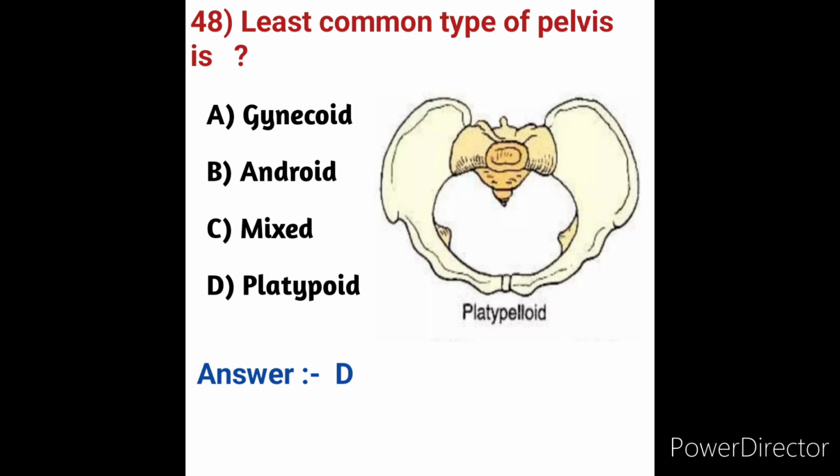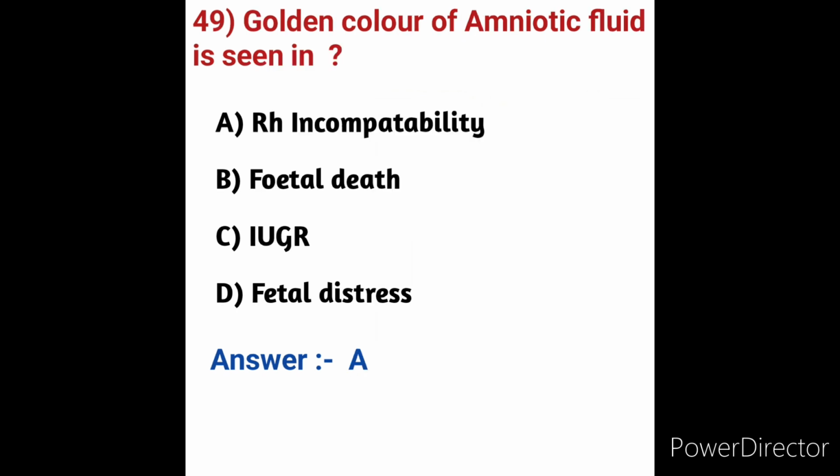We move on to question number 49. Golden color of amniotic fluid is seen in which option? Option A, RH incompatibility. Option B, fetal death. Option C, IUGR. And option D, fetal distress. Normal amniotic fluid is clear and tinged with a yellow color, but golden color amniotic fluid is seen in RH incompatibility cases. Option A is the correct answer.